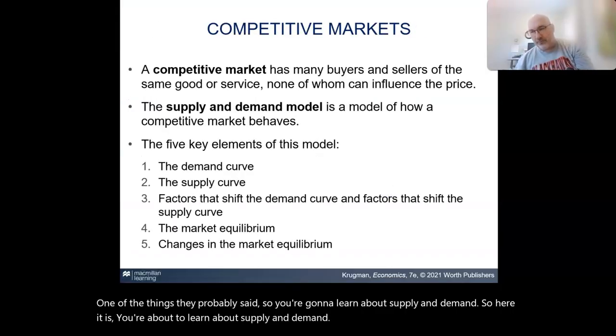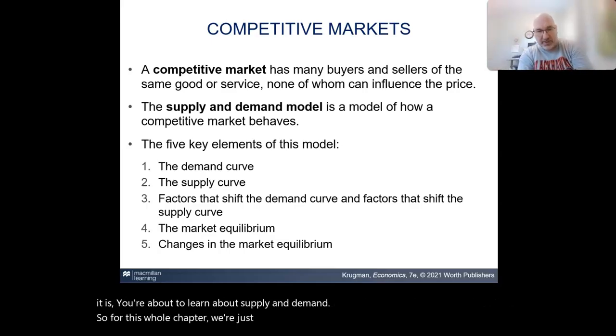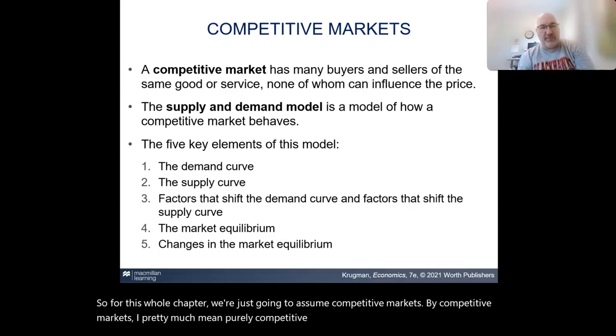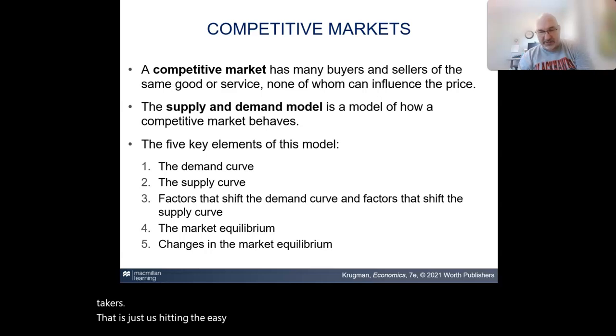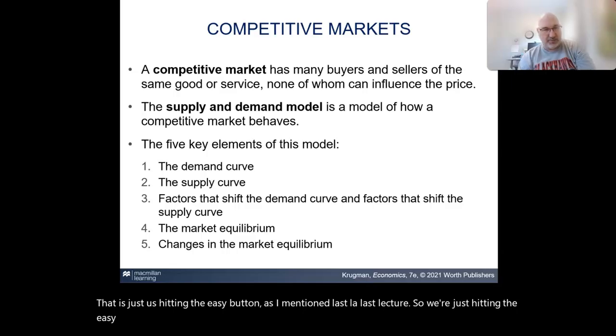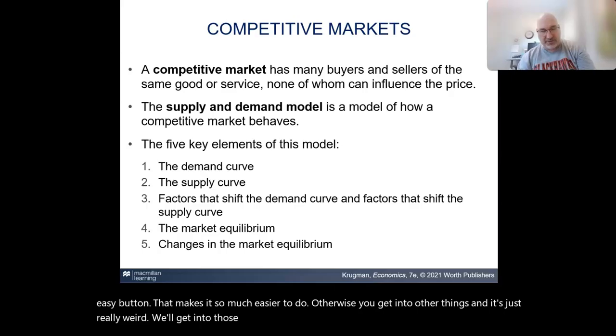For this whole chapter, we're just going to assume competitive markets. By competitive markets, I pretty much mean purely competitive markets, where we have many buyers, many sellers, the same good or service, and nobody can influence the price. In other words, we have all price takers. That is just us hitting the easy button, as I mentioned last lecture. It makes it so much easier to do. Otherwise, you get into other things and it's just really weird. We'll get into those things in the micro class. Macro, you've probably already seen those things.